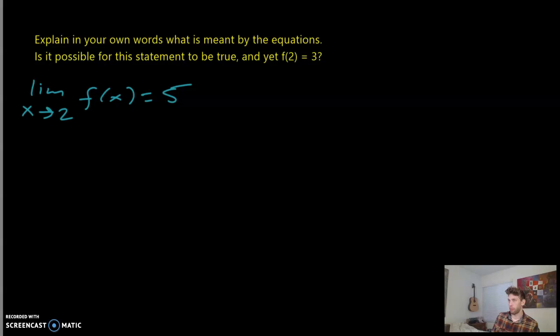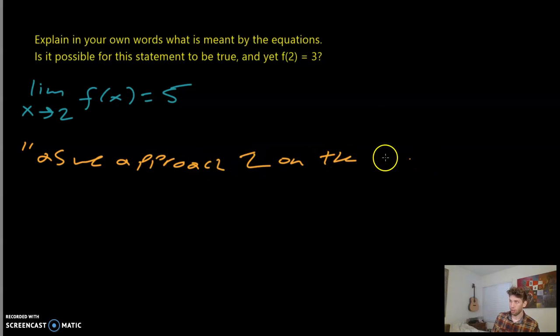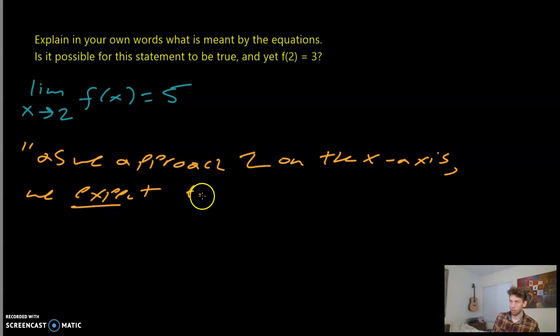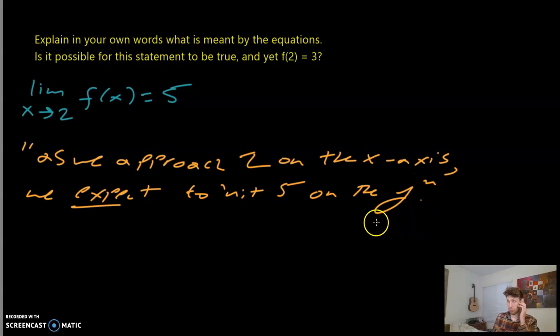And so we first have to interpret and say, what the heck are they saying? So a limit is what you expect to get. So this says, as we approach 2 on the x-axis, comma, we expect to hit 5 on the y, period. Okay, so as we get closer to 2, it looks like we're going to hit 5. We're getting really close to it. Does that always happen? No.